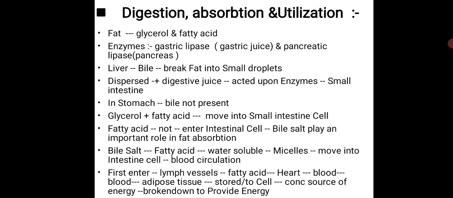First it enters the lymph vessel. These simple forms, the fatty acid and glycerol, first enter the lymph vessel, then go to the heart. From the heart the fat goes into the blood and then to adipose tissue, where it is stored, or it goes to the cells and is broken down to provide energy.